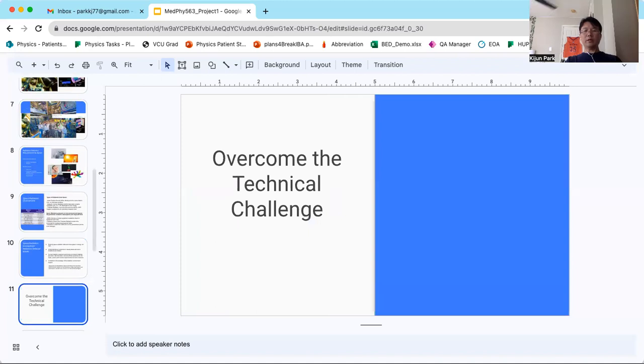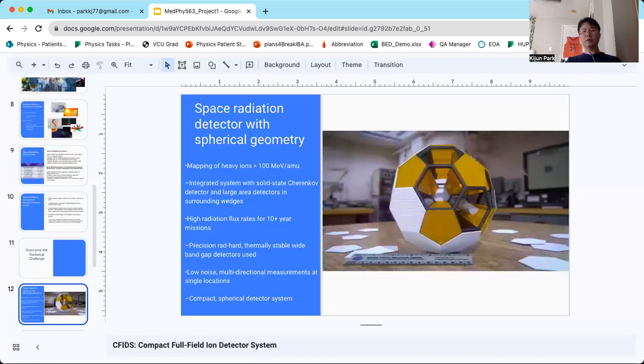So let me talk about the technical challenges we have to overcome. I'm going to talk about the CFIDS detector in particular, which is called the Compact Full Field Ion Detector System. This is a novel design and novel detector technology, most likely utilizing the technique of the Cherenkov detector. It is a 4-pi multi-dimensional detector system, and it also requires high radiation flux coverage over a long time, since they aim for a mission lifetime of more than 10 years.